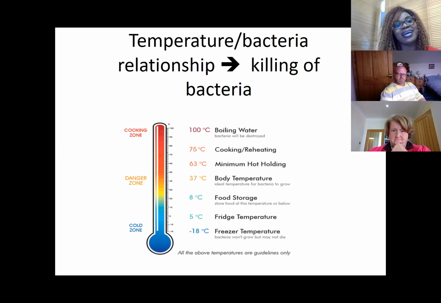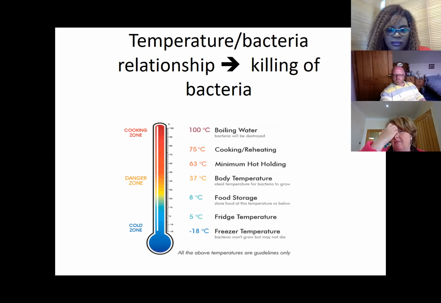Temperature and bacteria have an amazing relationship, honestly. In terms of killing bacteria, at 100 degrees centigrade, boiling water, bacteria will be destroyed. Cooking and reheating will destroy them. At minimum hot holding temperature, they're not going to be able to grow. 37 degrees centigrade is an ideal temperature for bacteria to grow. When you store food at this temperature or below, it will retard the growth of bacteria. They can grow, but they won't grow fast. They'll grow slowly, because their growth is being retarded, okay?